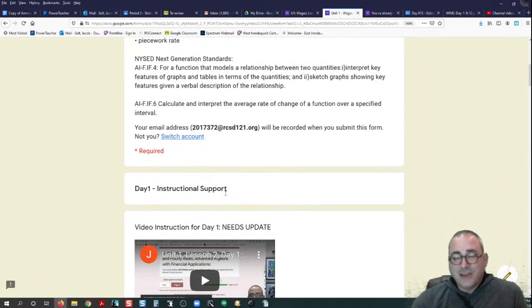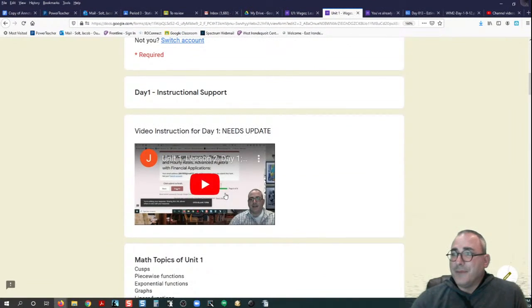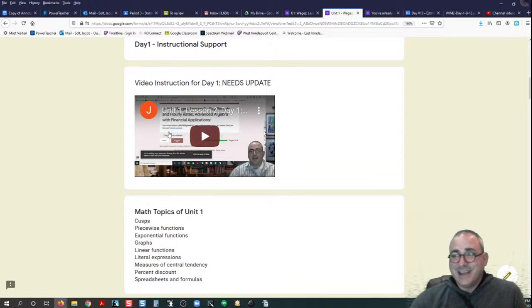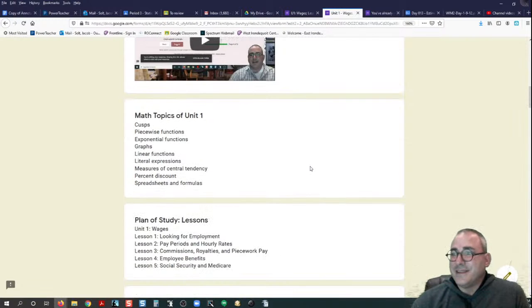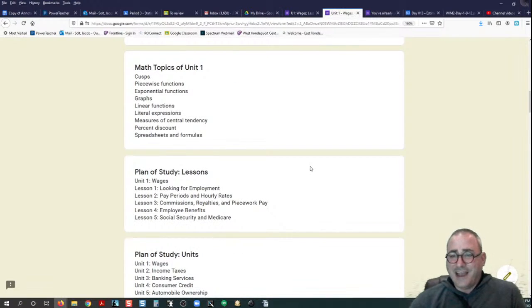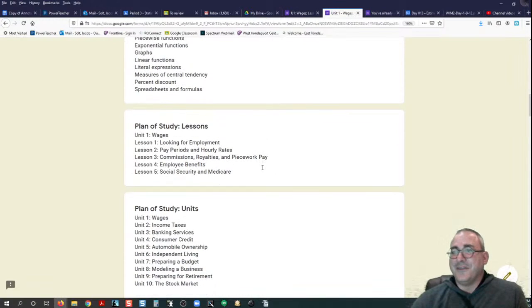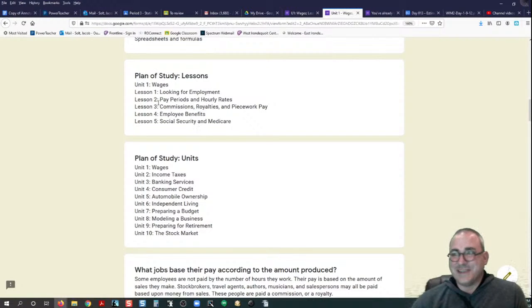Here are some standards we'll be going over. This stuff here is basically mostly for me. I include it in the lesson so that you can take a look and see where we're going with this. When these things are designed, I have certain topics I have in mind, and from there we build the lessons. We're on lesson 3 right now. This is Unit 1, wages, and we'll be going to income taxes in the future.